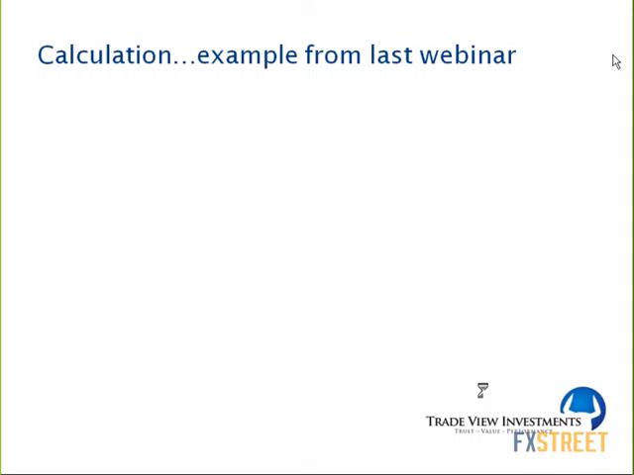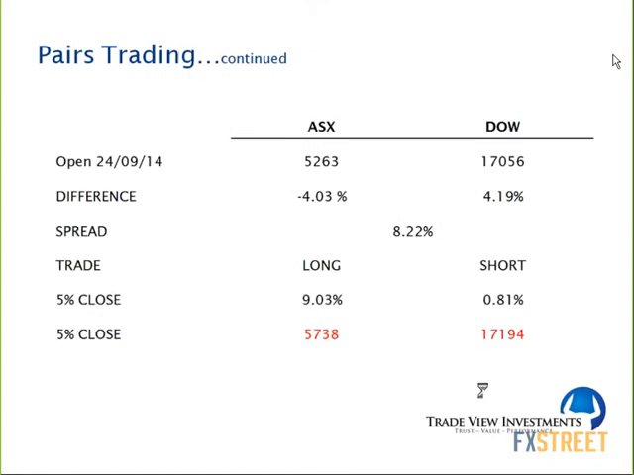Let's have a look at some of this. I wanted to bring this up because last webinar I mentioned the ASX and the Dow. The spread variation was quite far. So let's take a look at last webinar's example and how it evolved. It was about a month ago, and the ASX was trading at around 52.63.